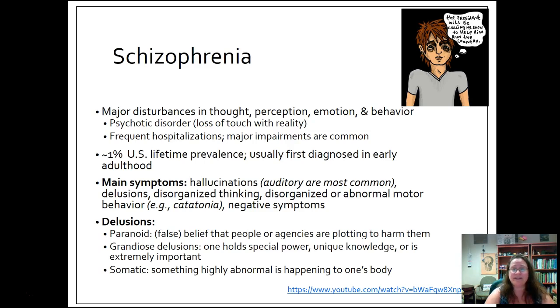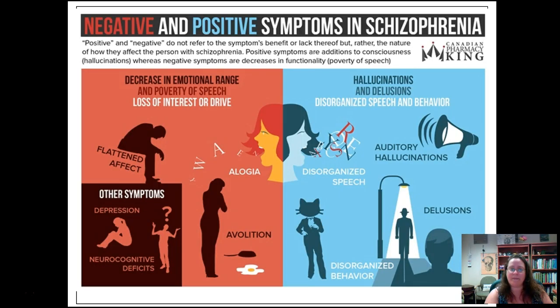But delusions, these are thoughts that are abnormal, that are not in line with reality. So you can have paranoid delusions that people are coming to get you, grandiose delusions that you have some kind of special power, which this individual here in this comic is saying: the president's going to call me soon to help him. So you've got some kind of unique knowledge, or even somatic delusions, that there are things happening to your body, there are cockroaches eating your liver, just things that are not happening, but you feel like they really and truly are.